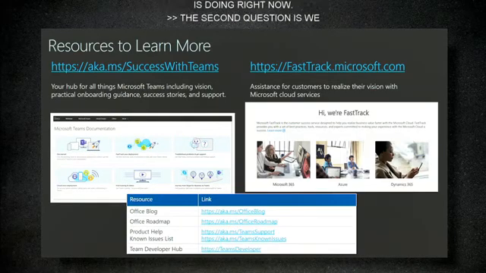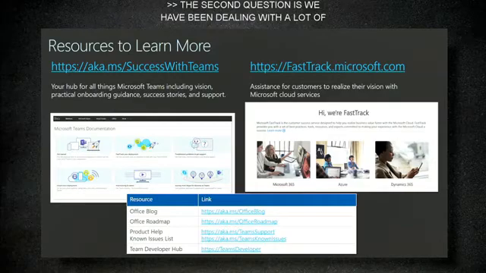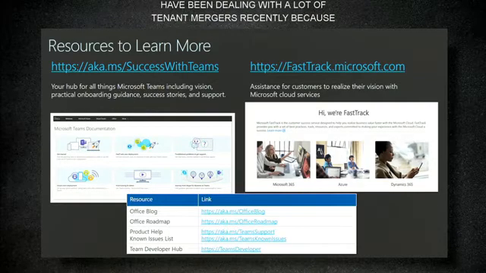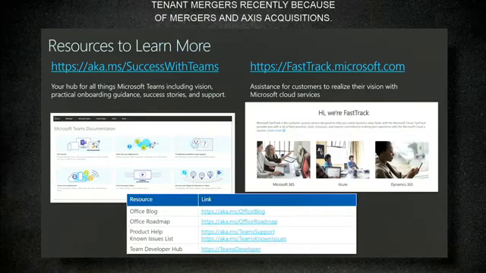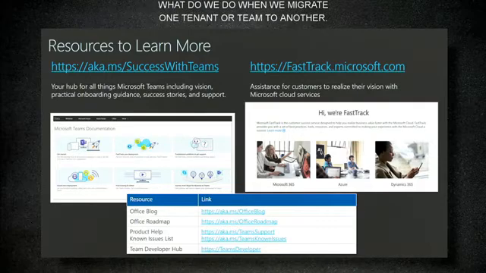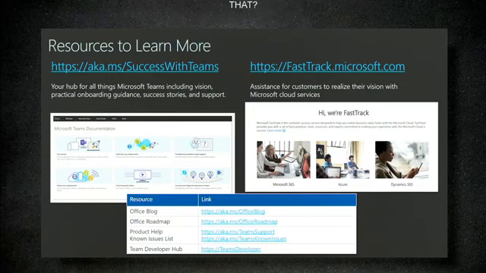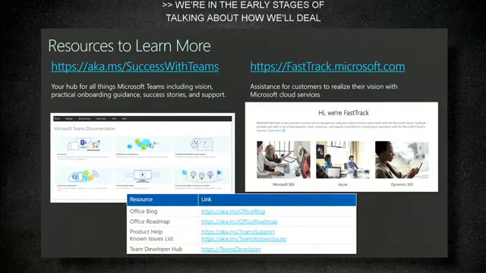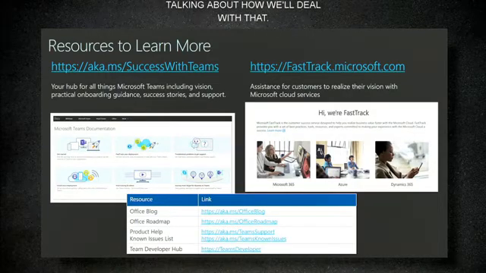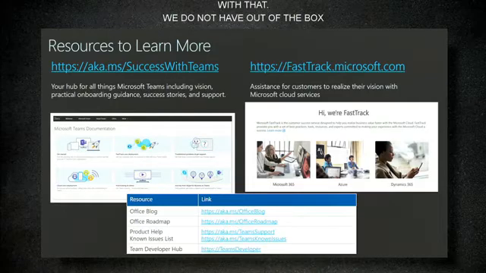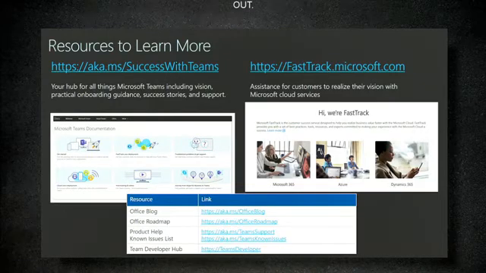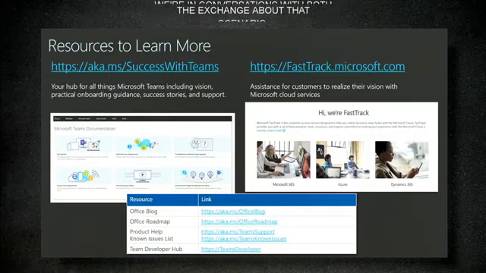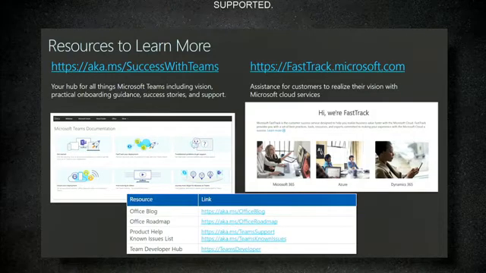And the second question is, we have been dealing with a lot of tenant mergers recently because of mergers and acquisitions. What do we do as far as Teams is concerned when we have to migrate a team from one tenant to another? Is there a clear path for that right now, or is there a best practice around that? We're in the early stages of talking about how we'll deal with that, but we do not have out-of-the-box capabilities that we can roll out right now. We're actually in conversations with both Exchange and Azure Active Directory about that scenario, but right now it's not supported. But we know it's a really important scenario. Okay, thank you. And just so you know, we refer to that as private channels, as you'll see. That's the term that we're internally calling that.